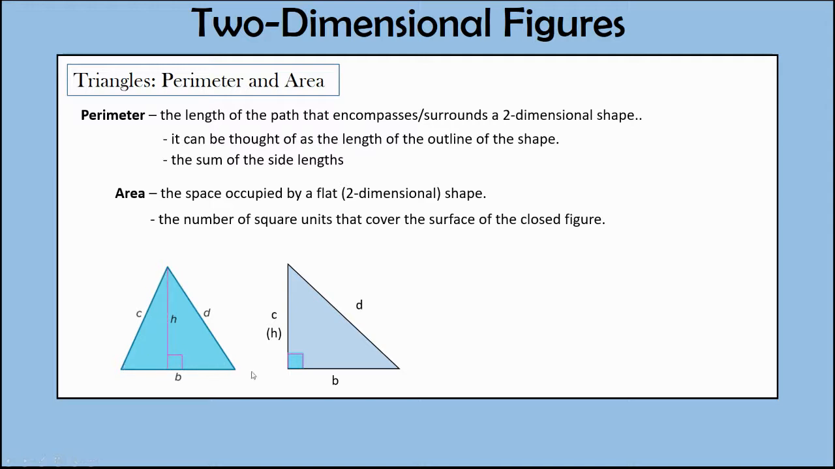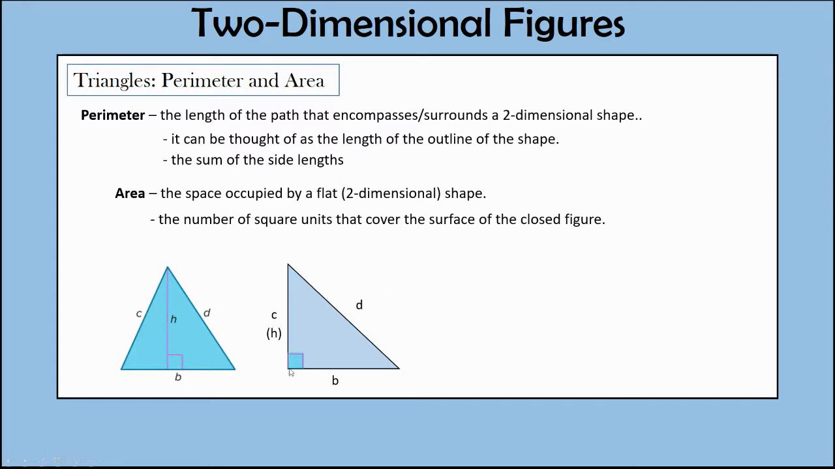This is an acute triangle, and in an acute triangle, the height of that triangle will be on its interior. The height of the triangle has to be a line that goes from the top of the triangle to the base of the triangle and does so at a right angle. It's got to be perpendicular to the base. So in the triangle here, the base has got to be B, where H is going to be the height.